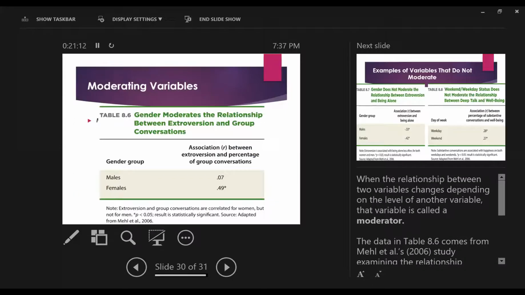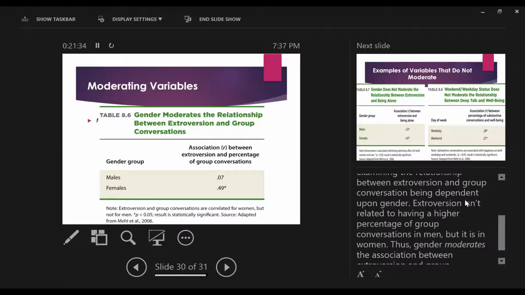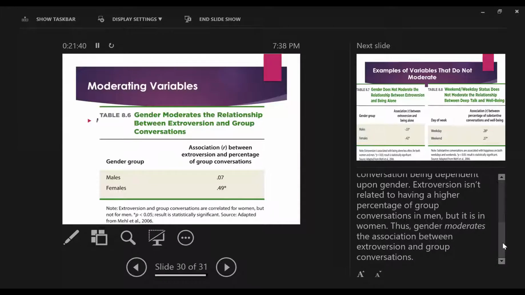Okay, here's another example of that. Gender can moderate the relationship between extroversion and group conversation. This is the association here between extroversion specifically and the percentage of group conversation. We see, again, that gender is having an impact. Extroversion isn't related to having a higher percentage of group conversations in men, but it is in women. So gender is moderating the association, again, between extroversion and group conversation. So that's impacting it that way.